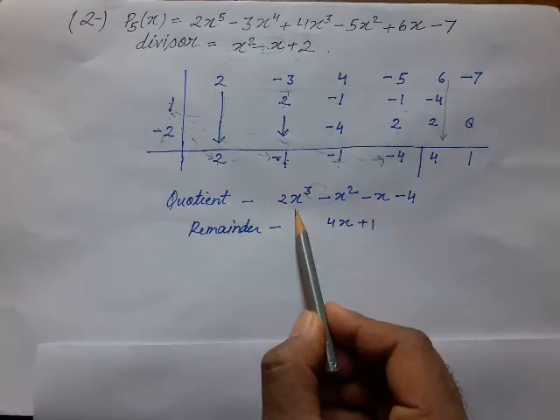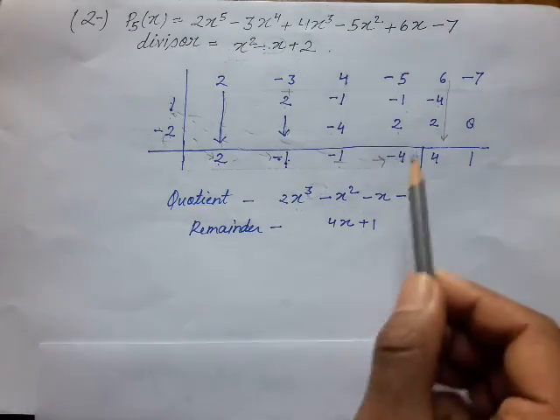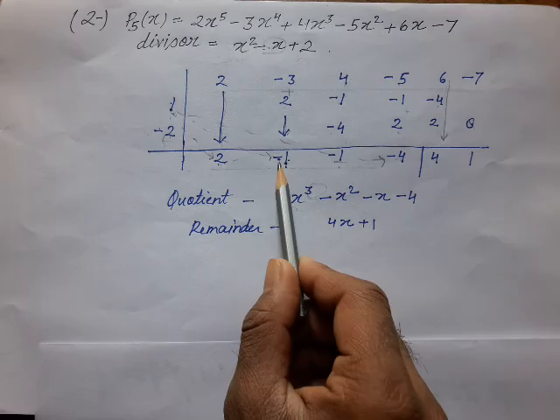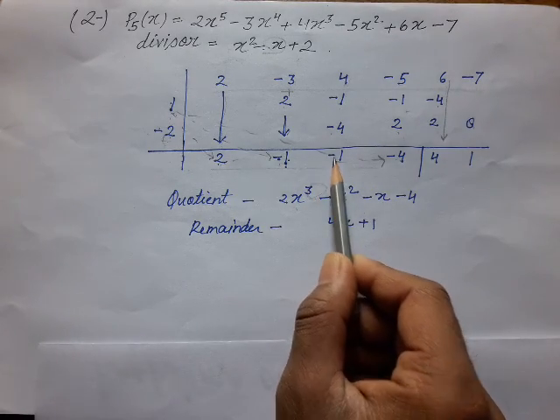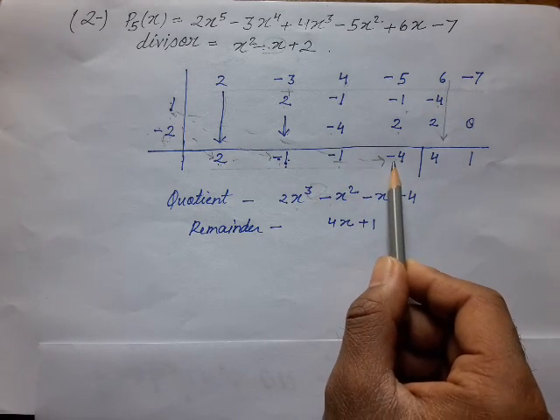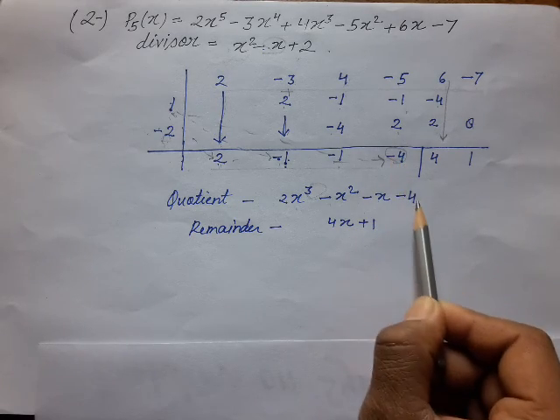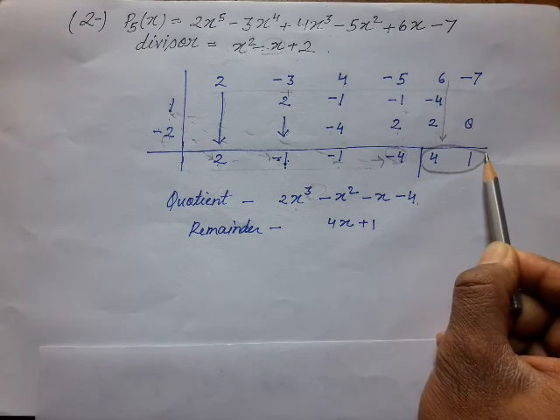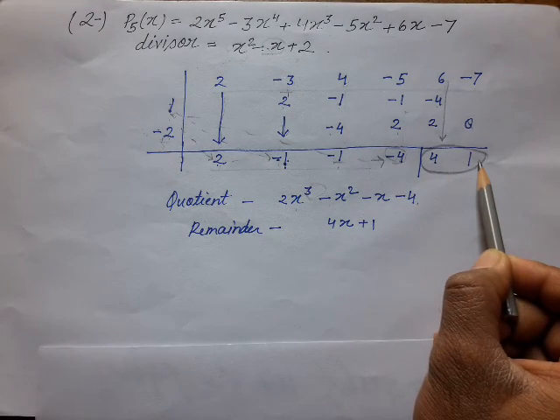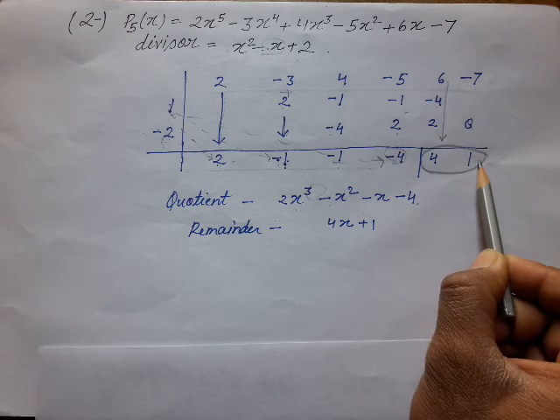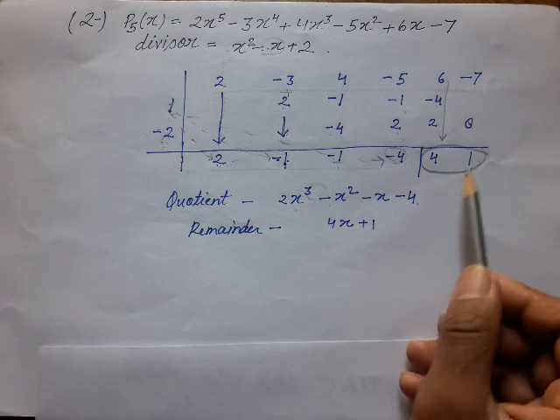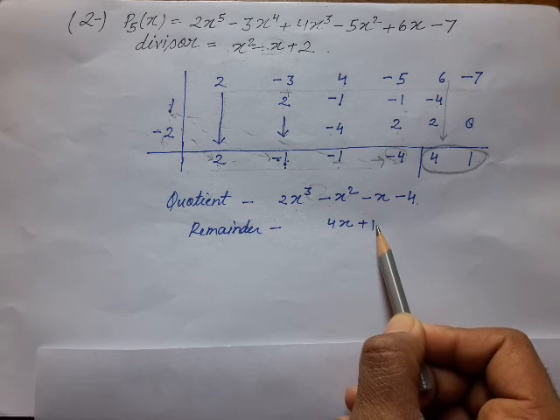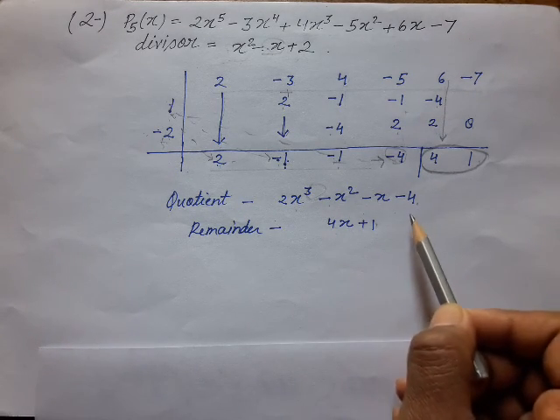So we write down the coefficients from here. The first coefficient is 2, the second coefficient is minus 1, the third coefficient is minus 1, and the last term is minus 4, which is our constant. You can see that there are two terms remaining. These two terms are the coefficients of our remainder. So there are two terms, so it should be a 1 degree polynomial, which is 4x plus 1. So this is our final answer.